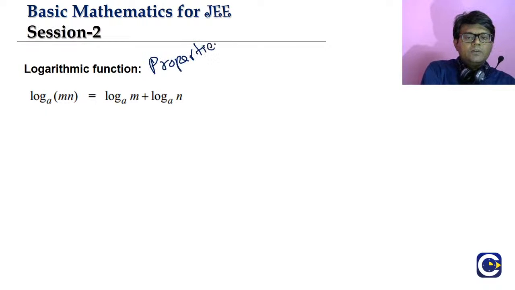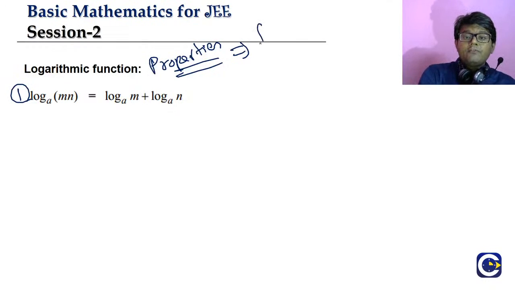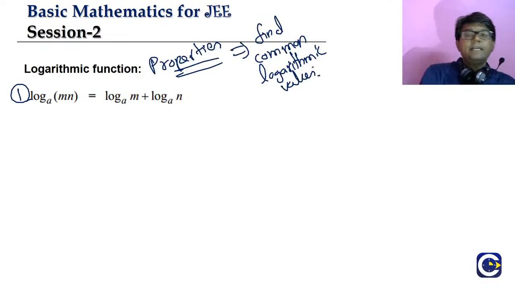Logarithmic function properties. Okay. So we will go one by one. These properties are important, not just from the mathematics point of view, but also in physics. One of the important applications of the properties is that they can help us find common logarithmic values. We will see that once we cover the properties. First we will cover the properties. Look at the first property.